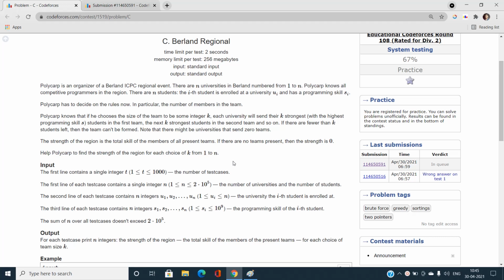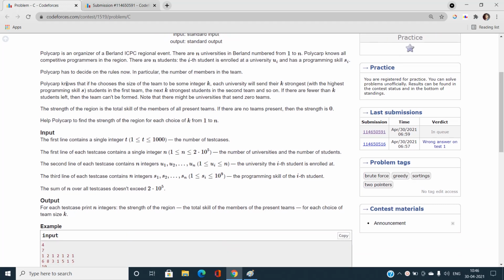Now there are some parameters I am going to discuss. For every k starting from 1 to n, each university will send its k strongest students with the highest programming skill S for forming teams. That is, the first k strongest form the first team, then the next k strongest form the second team, and so on. And k is chosen by Polycarp.